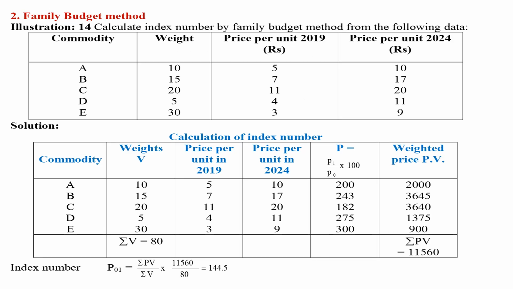Family budget method. In illustration 14, it is required to calculate index number by family budget method. 6 columns table should be prepared. In first 4 columns, the data as given in illustration should be recorded. Fifth column is for P, that is P1 divided by P0 into 100. Sixth column is for P into V. Sums of the last 2 columns should be calculated, and these values should be applied in the formula to know the index number through family budget method.